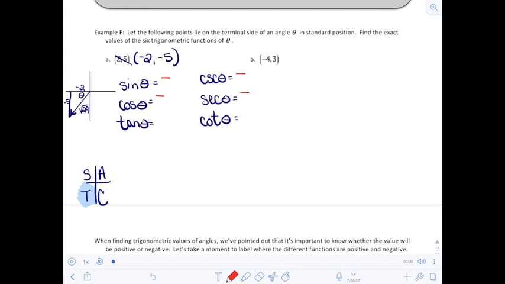So sine would be opposite over hypotenuse. So it is going to be -5 over the square root of 29, which does rationalize to -5 root 29 over 29. The cosine would be negative 2 over the square root of 29, which rationalizes to negative 2 root 29 over 29. And the tangent will be opposite, which is negative 5, over adjacent negative 2. And of course, that's a positive 5/2.